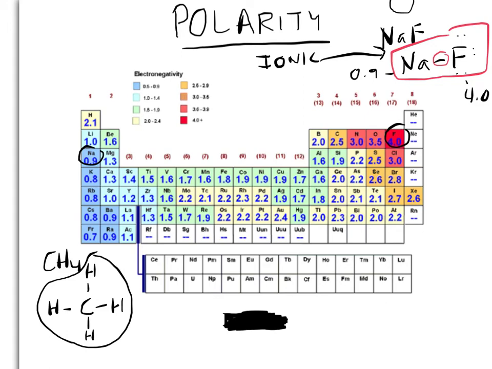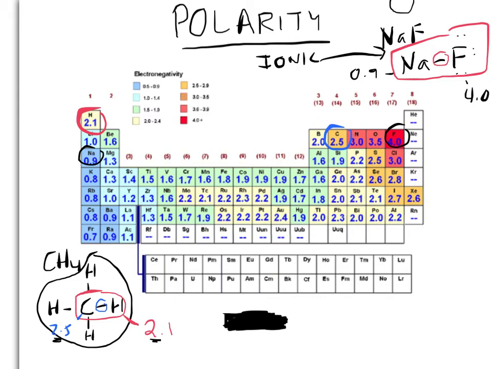And if we look at, let's analyze one of these bonds over here between the carbon and this hydrogen. Well, the electronegativity value of hydrogen is 2.1, and the electronegativity value of carbon is 2.5. So what this is showing us is that these electrons in this bond are getting pulled on by both atoms, but they're getting pulled on a little bit more by the carbon than they are by the hydrogen. So this bond is not a non-polar covalent bond, because the electronegativity values are not identical.